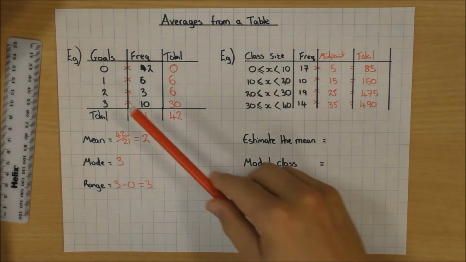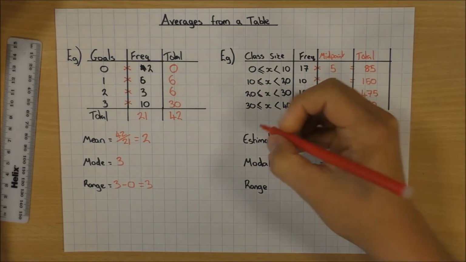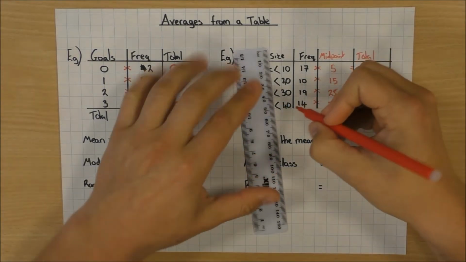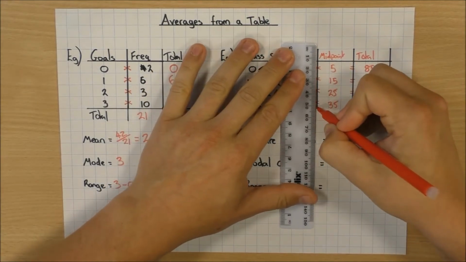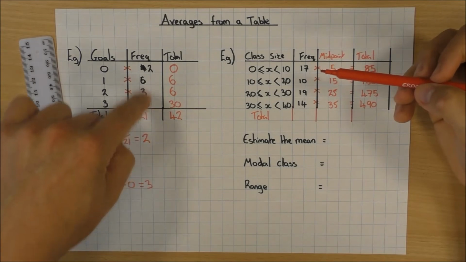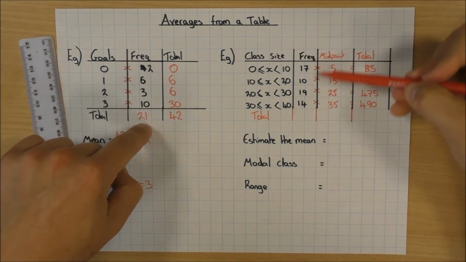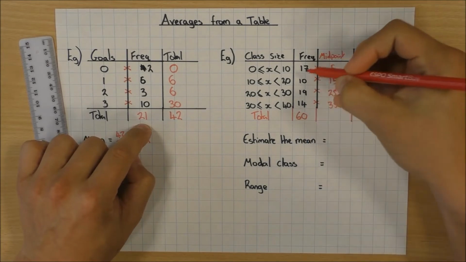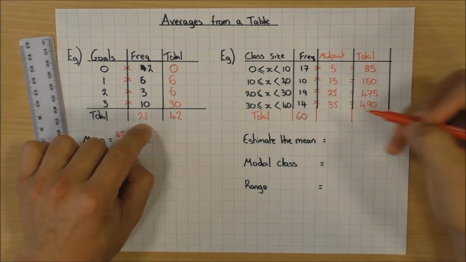And just like before over here, again, I'll do it in red, why not? You need to get your total. I'll just extend these down. So again, I wanted the total for the frequency, no different here. I want the total for the frequency. If I add these all up, I get 60. So 17 add 10 add 19 add 14 is 60.